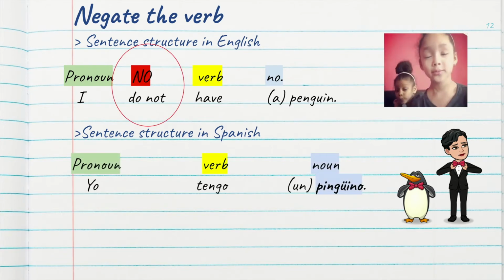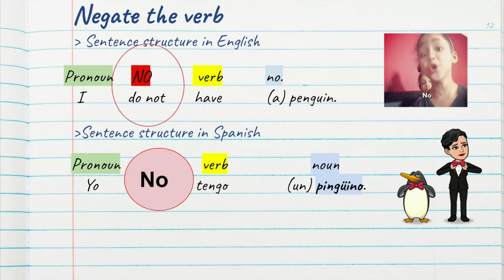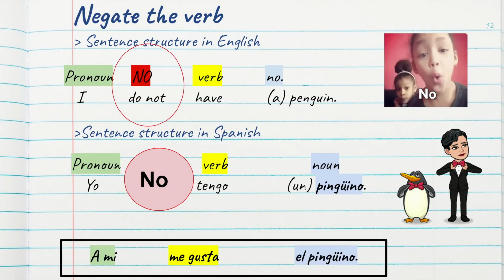You say yo tengo un pingüino when you're saying I have a penguin, but to negate it, you're going to put the no right in between the pronoun and the verb. Literally, it's just the word no. You don't have to add anything else. It's just yo no tengo un pingüino. In this one, the verb tener is conjugated. We were talking about the verb me gusta. A mí me gusta el pingüino.